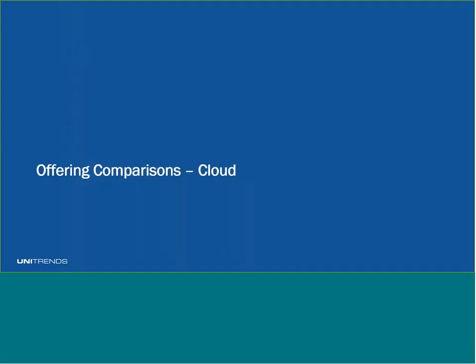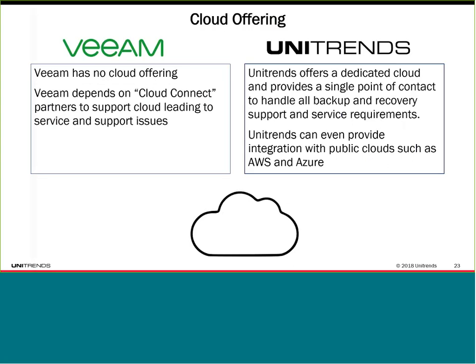So one of the last comparisons I want to make is regarding cloud and DR. So when it comes to cloud, Veeam doesn't have their own cloud. They depend on Cloud Connect with different partners and MSPs to support cloud. That can ultimately lead to service and general support issues. Having multiple vendors throughout this whole process just leads to multiple roadblocks and pain points and frustration and ultimately finger pointing when something does go wrong.